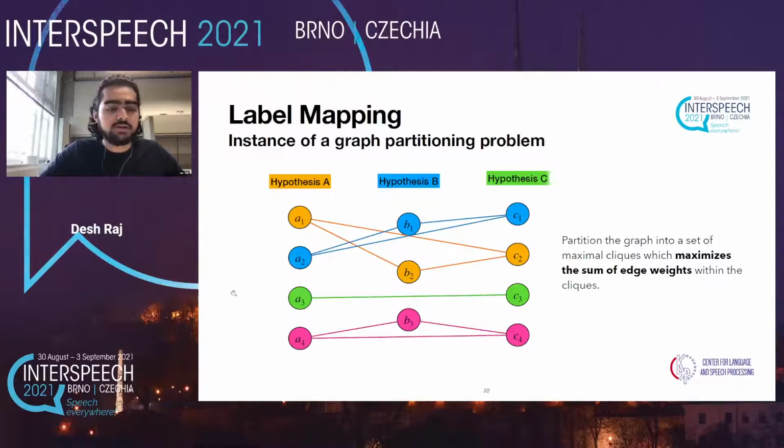In the label mapping, we want that if two speakers in different hypotheses are very similar, they should be mapped to the same underlying speaker.